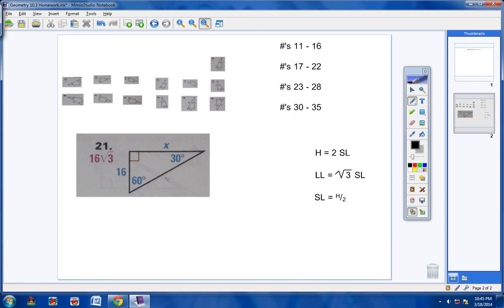Okay, here we go. Here's your 90 degrees. Go straight across. That's your hypotenuse. Here's 30. Go straight across. Here's your shorter leg. Here's 60. Go straight across. Here's your longer leg. Okay, in numbers 17 through 22, we're trying to find the longer leg, and you always take the shorter leg and multiply it by square root of 3. Here's your shorter leg, 16. So we're going to multiply that by the square root of 3, and now we have our longer leg, x, 16 square root of 3.